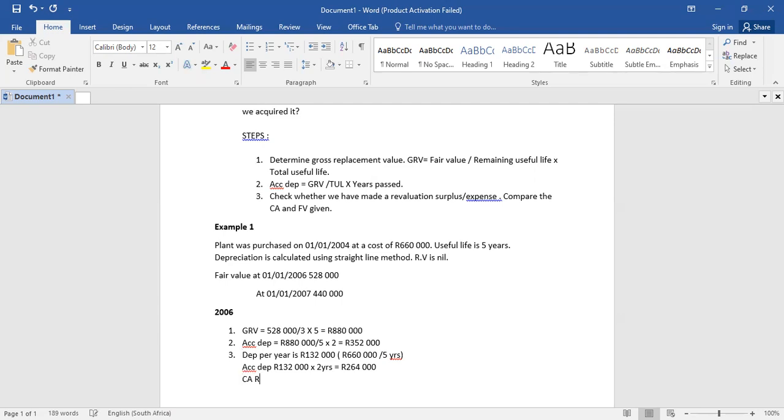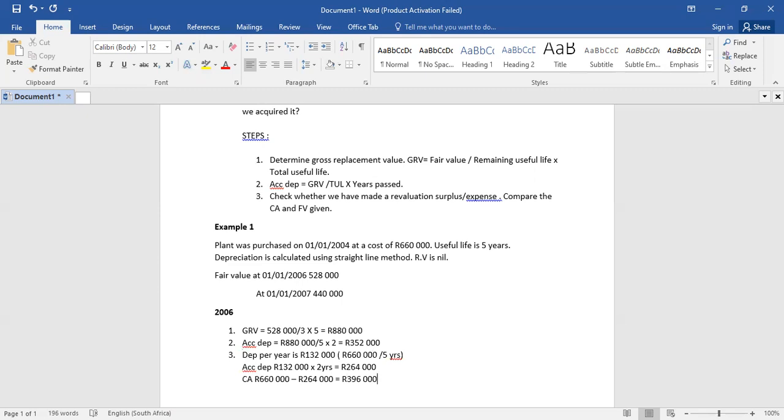I-carrying amount yethu izoba u-660,000 minus u-264. Kuphuma ba? Kuphuma 396. It's 396. Angithi? Yes. So our carrying amount is 396.